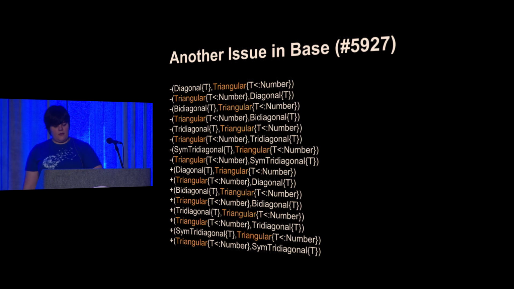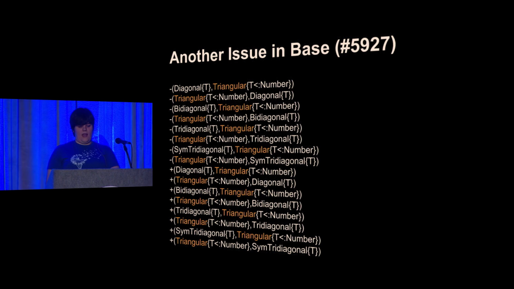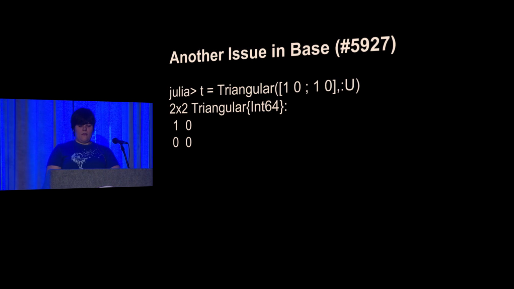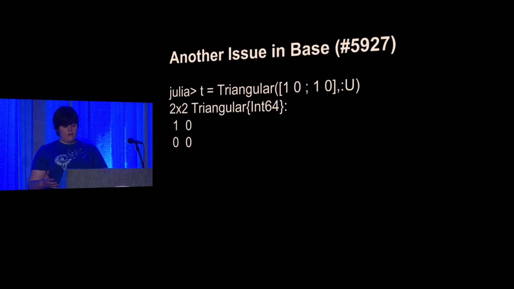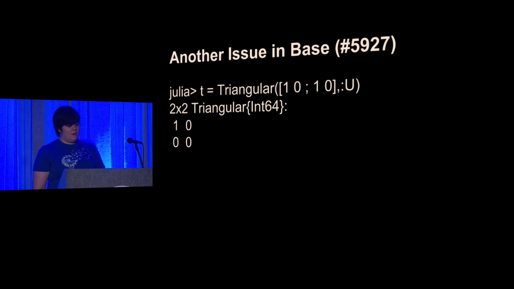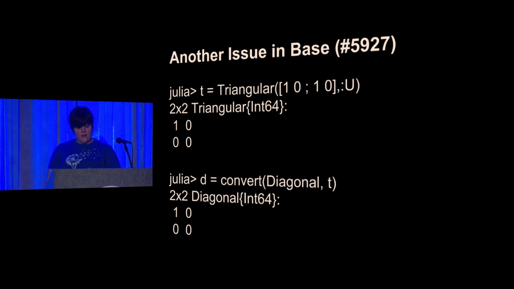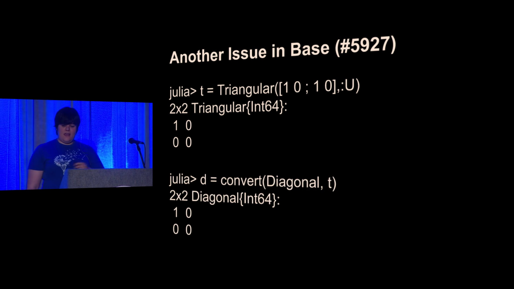And if we dig in further, I like to actually call the method to find out what actually happens. So I figured out how to make a triangular type. This is just some random value. You look at the signature of the constructor and you construct one. It was actually hard to figure out what the symbol at the end is supposed to be. It's either capital U or capital L for upper or lower. So I have a triangular. I can make a diagonal by converting a triangular to a diagonal. And so I have the two correct types.